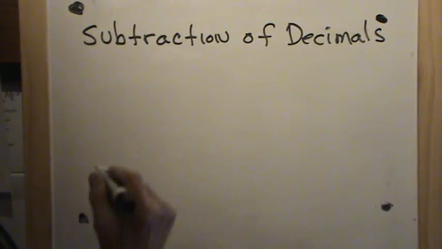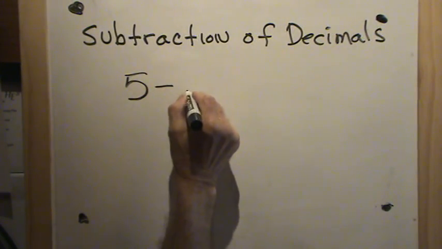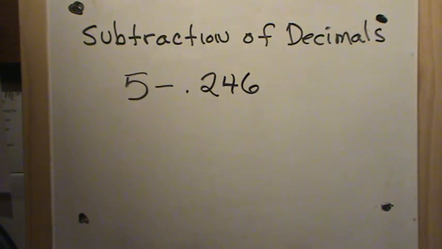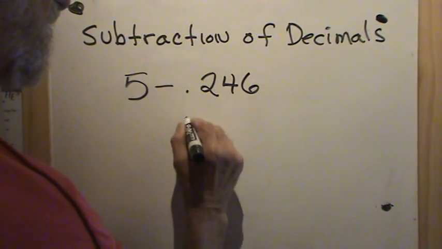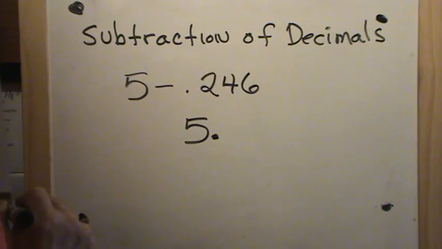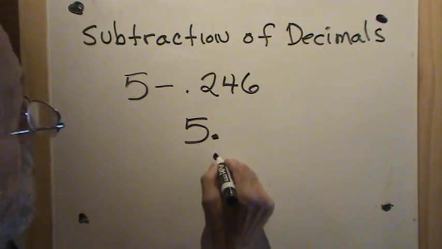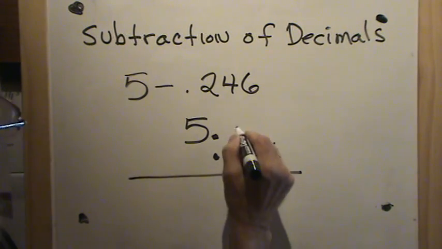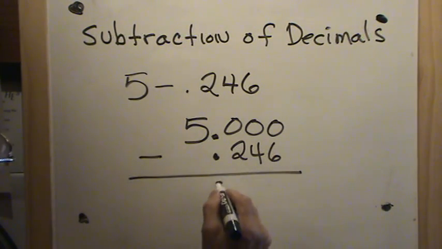Okay, let's take a look at this. 5 minus 246 thousandths. Well, let's rewrite the problem. This is a whole number 5, so I know there's a decimal there. Now I have 246 thousandths. I have to line up my decimal, put zeros in as placeholders, and now I subtract.